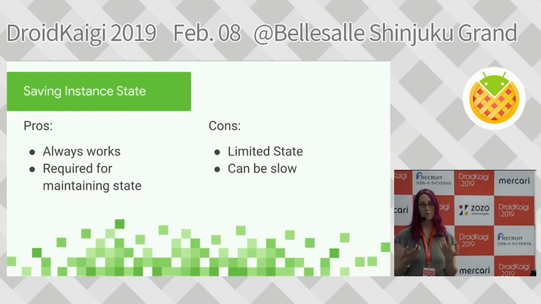Using saveInstanceState is important to do no matter which approach you take, because it's how you're going to allow the user to continue their experience if your app is killed because of memory pressure or other reasons that the system would kill it. The main downside about using just instance state is that the amount and type of state that you can save is limited. Bundles can only save primitives, floats, strings, and objects that implement either Serializable or Parcelable. And it can be slow in certain cases.